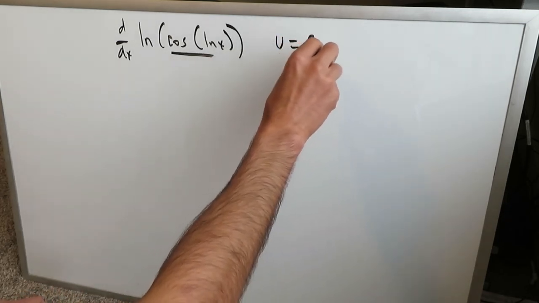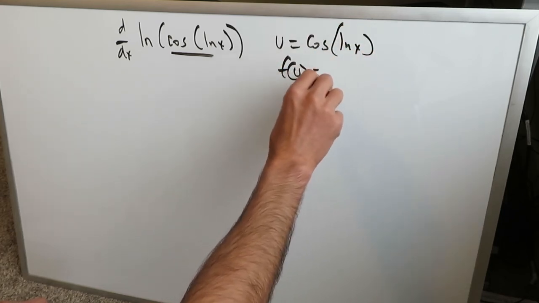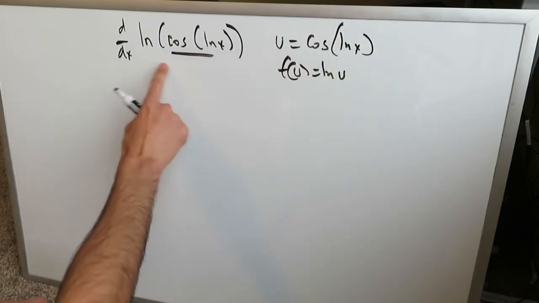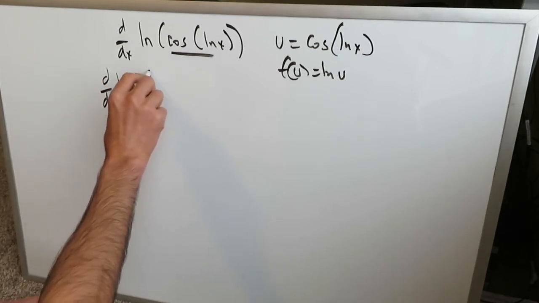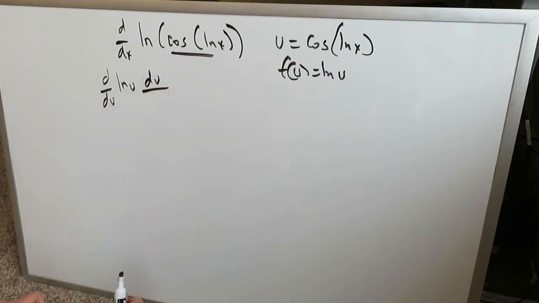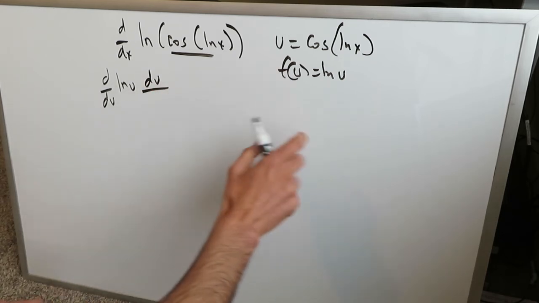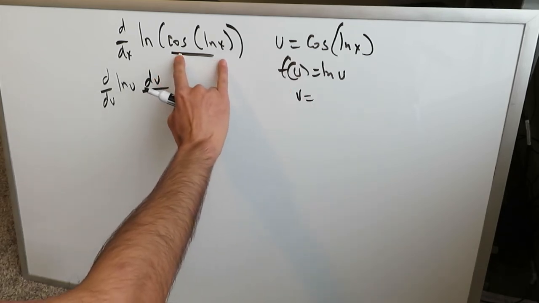u is equal to cosine ln x, and then f of u is equal to ln u. And we'll start with that. The derivative with regards to u of ln u, and then du over dx of cosine ln x. But we won't go right there because we have to do another substitution.